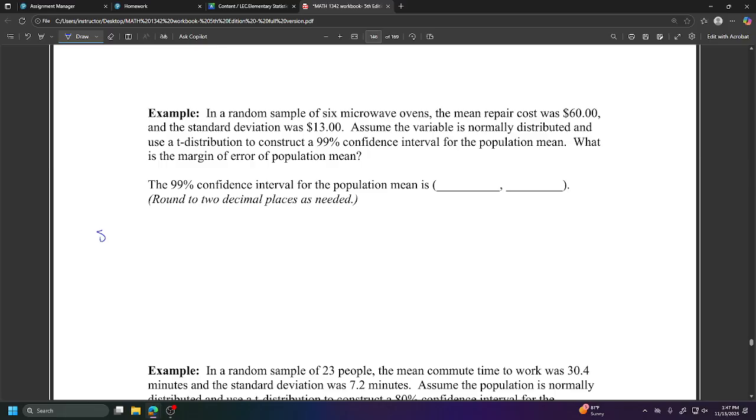But here we go. So I got StatCrunch, of course. So stat, t-stats, one sample with summary. Just like I was talking about last time, but this one's the actual problem.